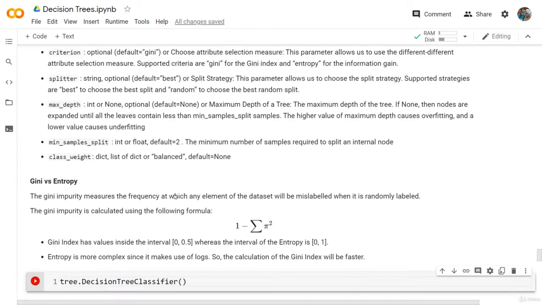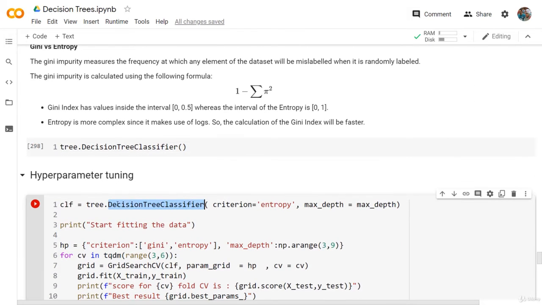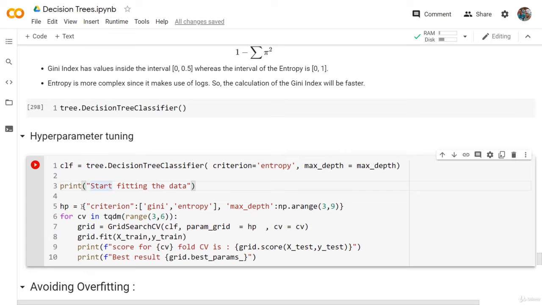Now let's perform hyperparameter tuning. Here we are creating the decision tree classifier with the criterion as entropy. This is the initial classifier, the default classifier. And here we have a dictionary containing the criterion to be either Gini or entropy, and the maximum depth from 3 to 9. So we will try all different combinations using Gini, entropy, and 3 to 9 for the maximum depth. How are we going to do this? We are going to do this using grid search.